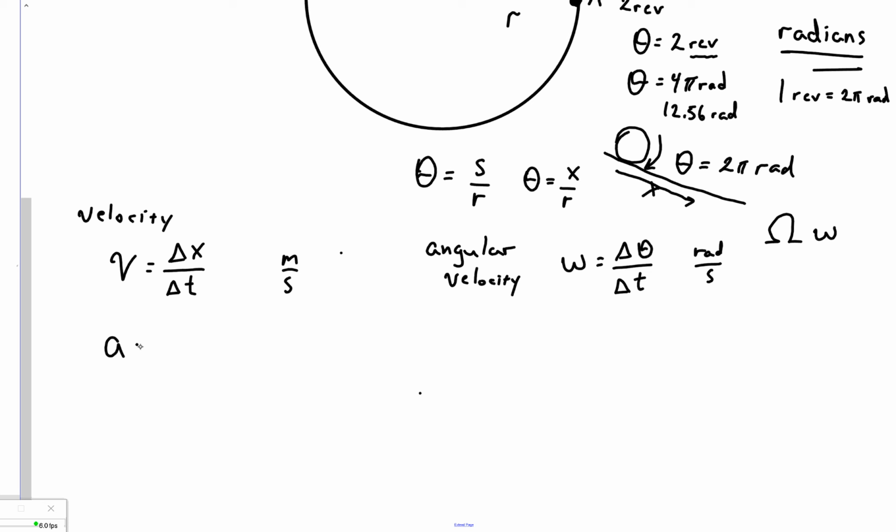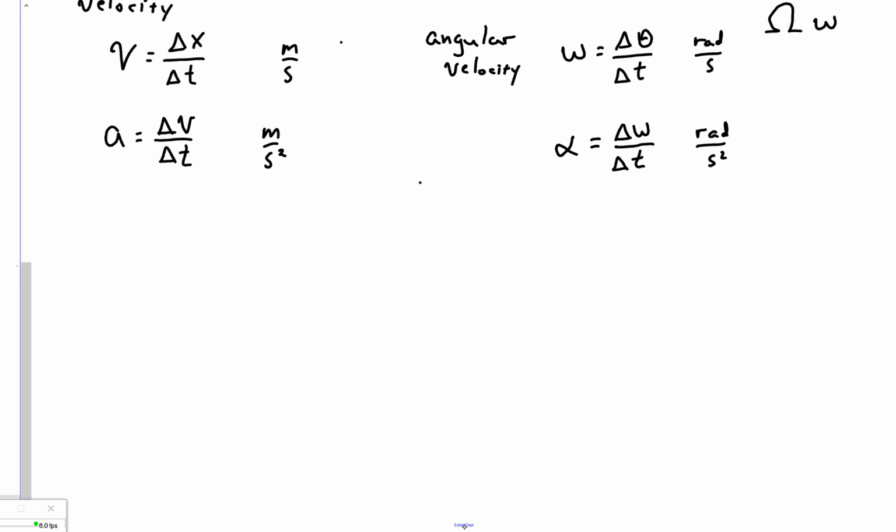Likewise, the basic equation for linear acceleration is what? A change in velocity over a change in time. Well, likewise, we have what's known as angular acceleration. In the event of angular acceleration, that would be a change in angular velocity over a change in time. Linear acceleration is measured in meters per second squared. Angular acceleration is then measured in radians per second squared.